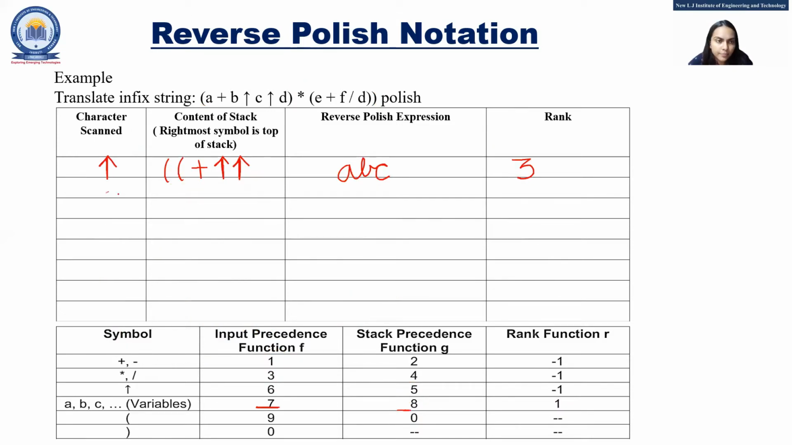It is D. So incoming character is D. Input precedence of D is 7. And stack precedence of this is 5. So is 7 less than 5? No. So we will push it, right? So this would be D. This would be A, B, C, and 3.